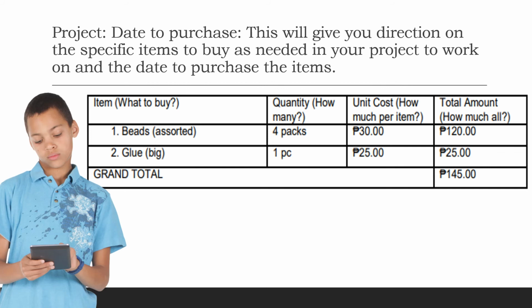So if you will notice, we multiplied 4 packs of beads to 30 pesos per pack. So the total amount will be 120 pesos. And for the 1 piece of glue, which is 25 pesos, and having the grand total of 120 pesos for the beads and 25 pesos for the glue, which is 145 pesos.